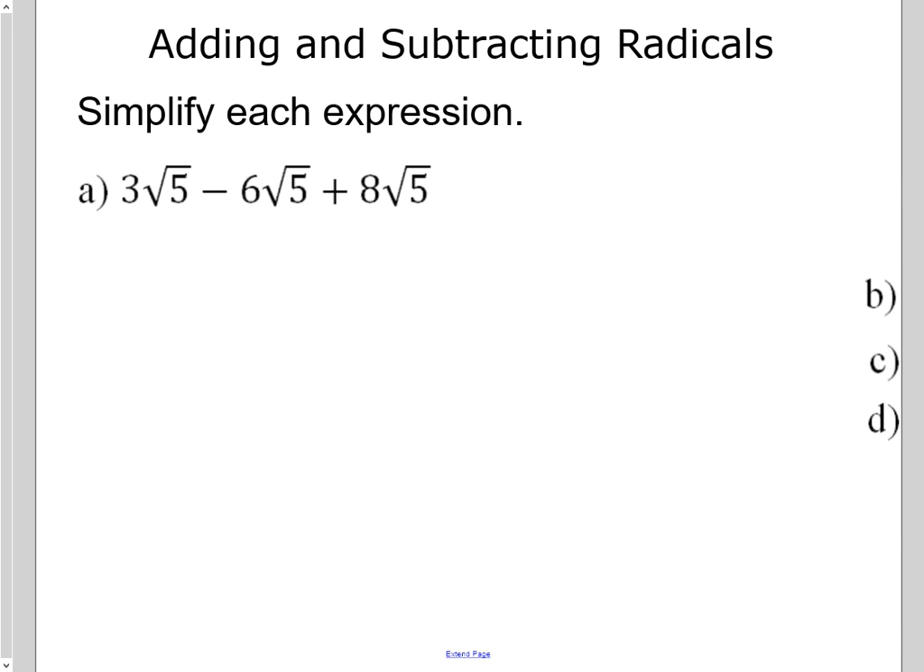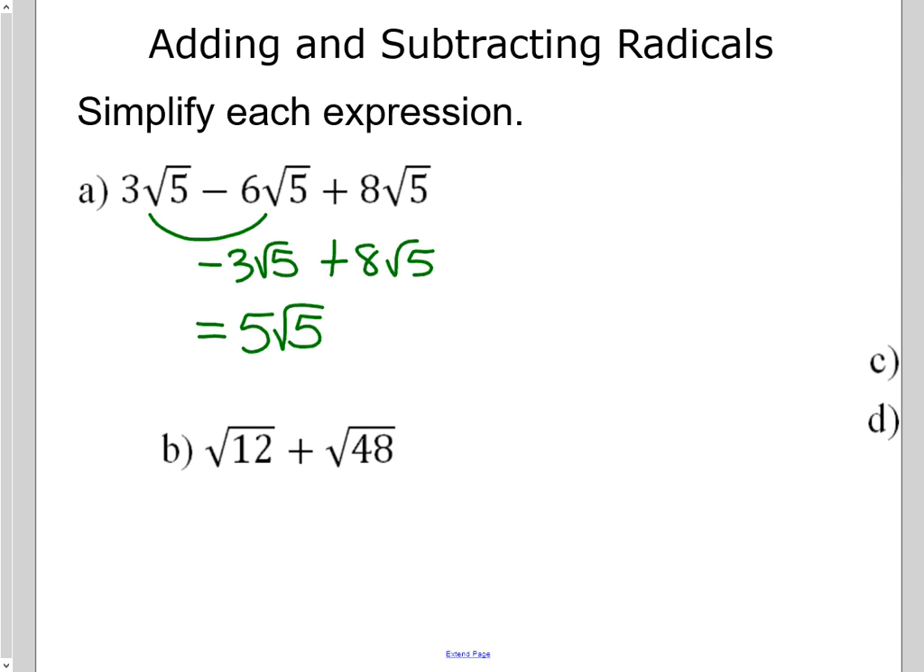So all I need to do is start with 3 root 5 minus 6 root 5, which is going to be negative 3 root 5. And then plus that 8 root 5. Altogether it's 5 root 5. Notice that the root 5 does not change. When we are adding and subtracting radicals, just like with algebra where the variables stay the same, in this case the radical stays the same. The root 5 does not change, but we add or subtract the coefficients in front.